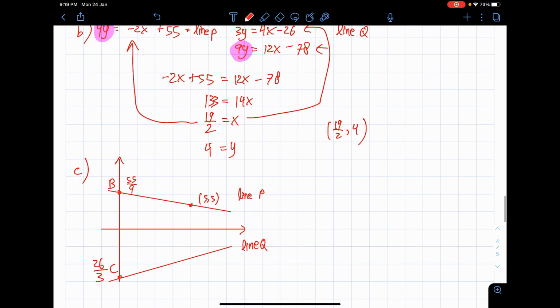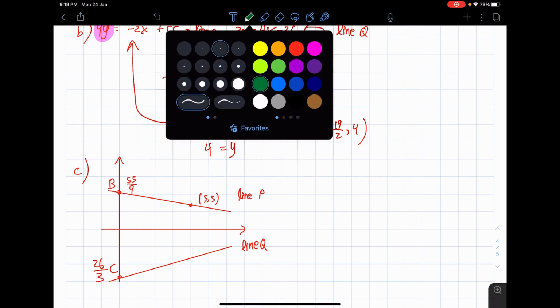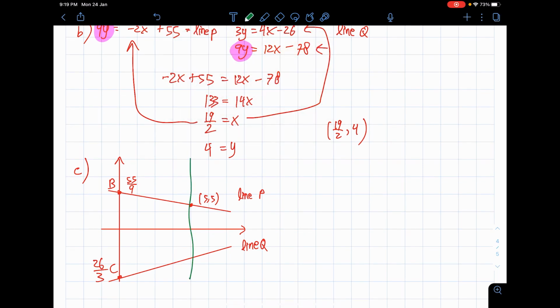Okay, they say about line Q intersecting x equals 5. X equals 5 is actually just a vertical line, like this. This is x equals 5. So it will intersect the line Q over here, and they call it the point D. Okay, this one earlier was point A. Yeah, explain why ABCD is a trapezium.